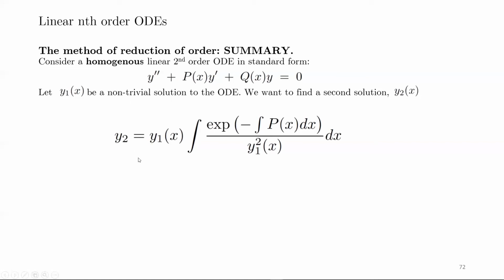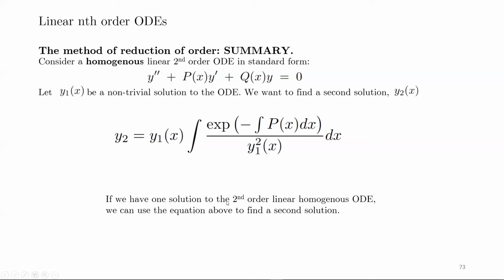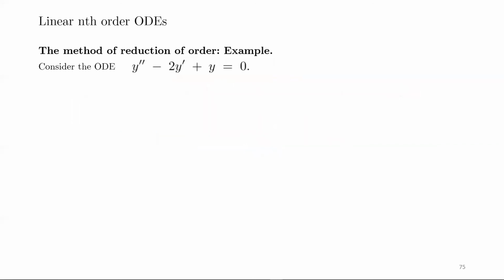If we have one solution to the second order linear homogeneous ODE, we can use the above equation to find a second solution, and the second solution is always linearly independent of the first. Okay, so let's just finish this class off with an example. Consider the second order linear homogeneous ODE, y double prime minus 2y prime plus y equals 0.